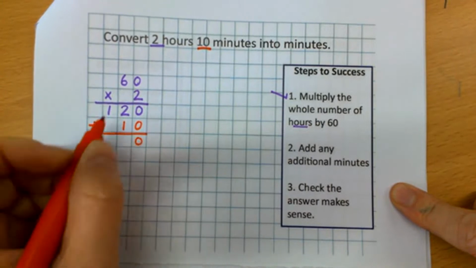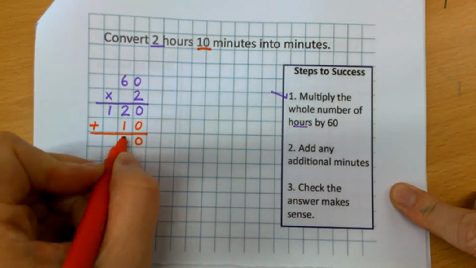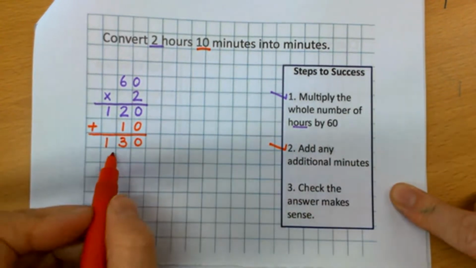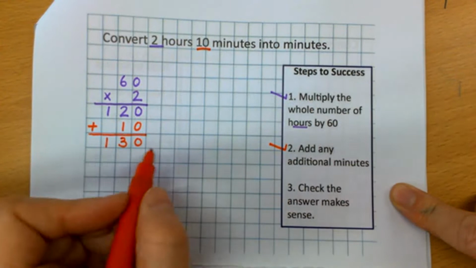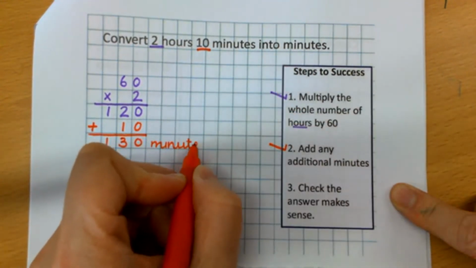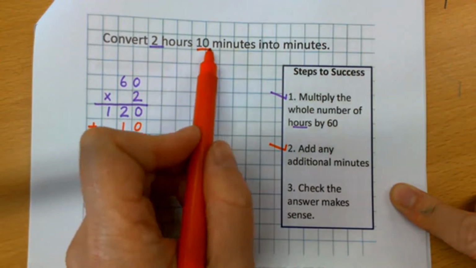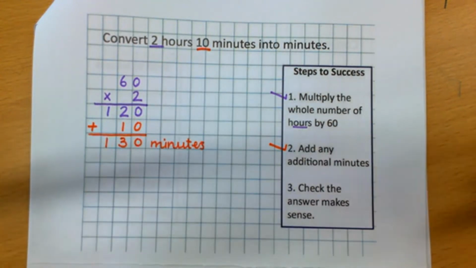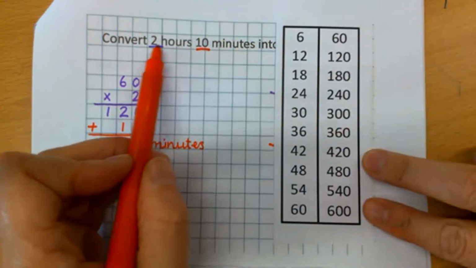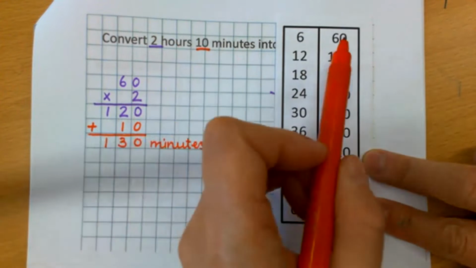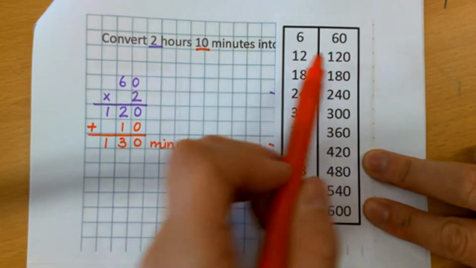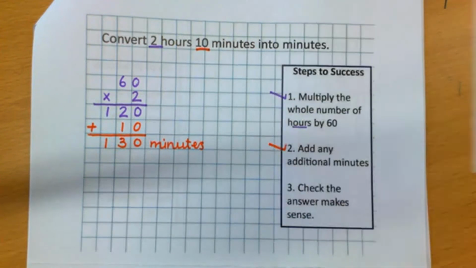0 plus 0 equals 0. 2 plus 1 equals 3. And then I'm going to carry the 1. Great, so I know that 130 minutes is the same as 2 hours and 10 minutes. Again, I can just double check here really quickly. 2 hours equals how many minutes? 120, and then I add 10, 120, 130. Okay, great.